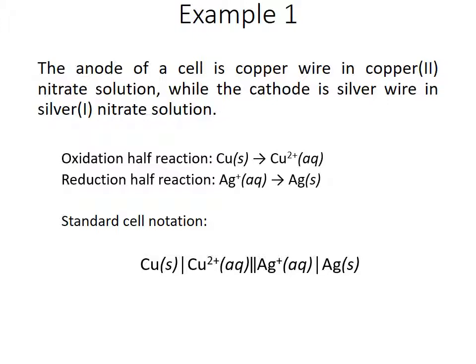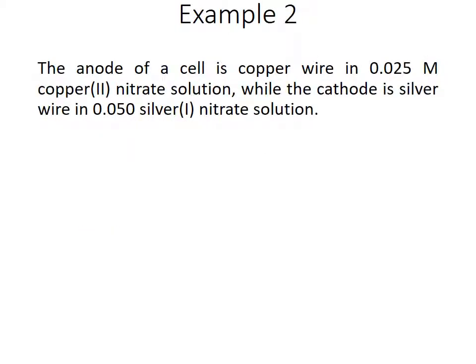Let's take a look at another reaction. Now in this example, we're looking at the copper 2 nitrate versus silver 1 nitrate situation again, but now we've been given molarities for the dissolved salts. This means that we're going to put those into our cell notation.